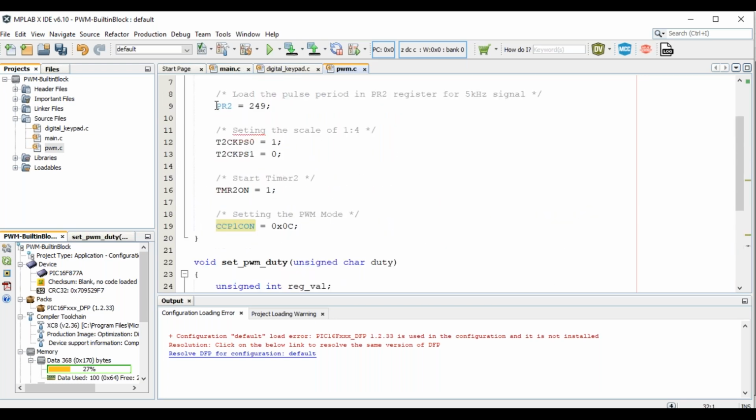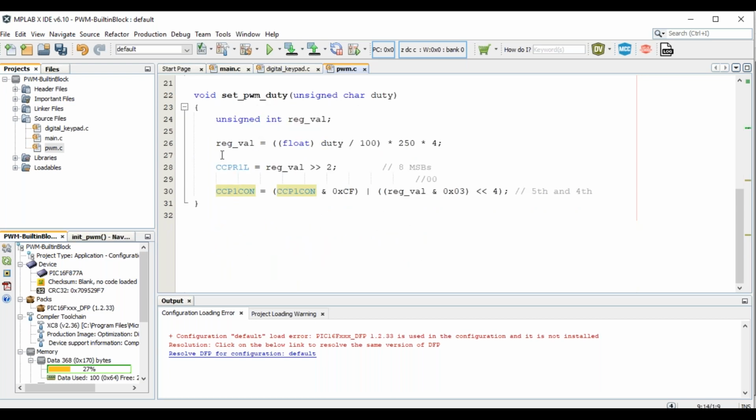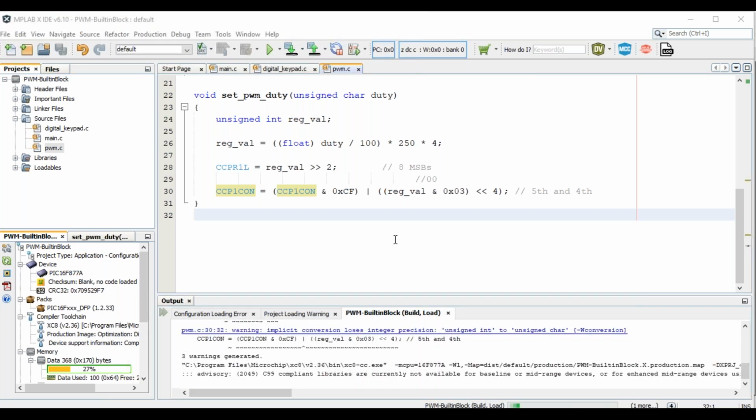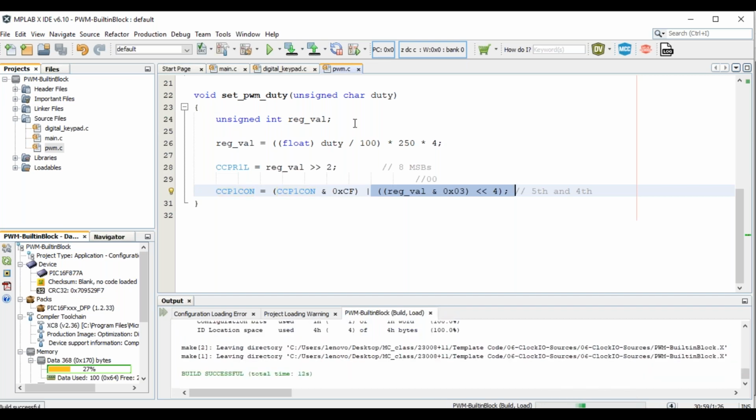Now that I have written the PR2 value, which is specifying the frequency, and also I have written the two registers, I will end up getting a modulated waveform generated at the RC2 pin of the microcontroller. Now observe, I'm building the project. So the build is happening. There are some warnings because of these shift operations, bitwise operators, because they are supposed to be done on integers, but we are doing it on characters. So we are getting a warning. You can just ignore that warning.